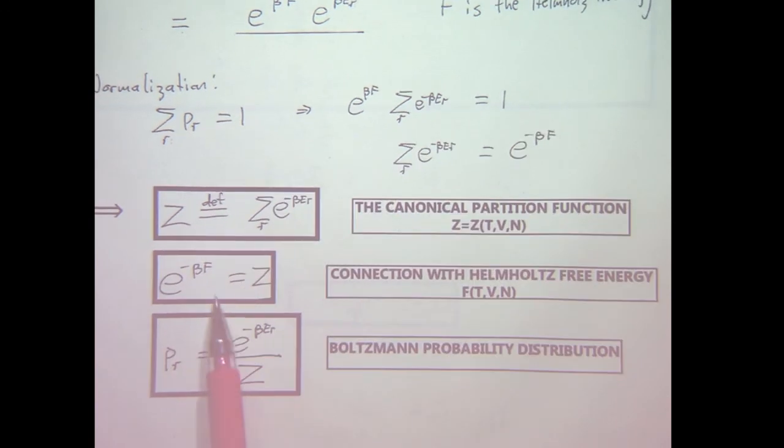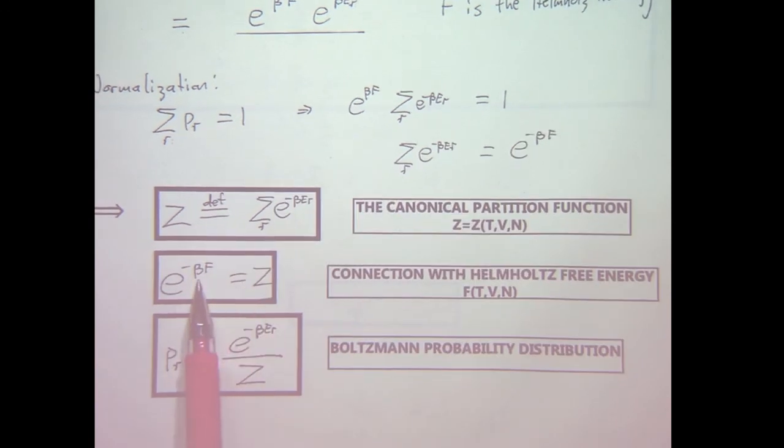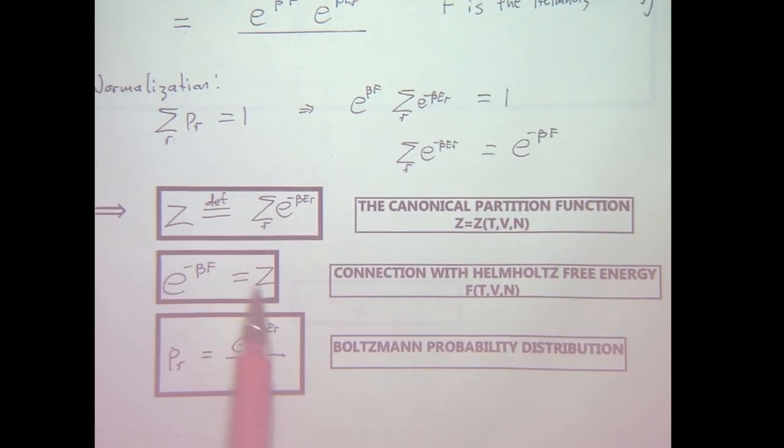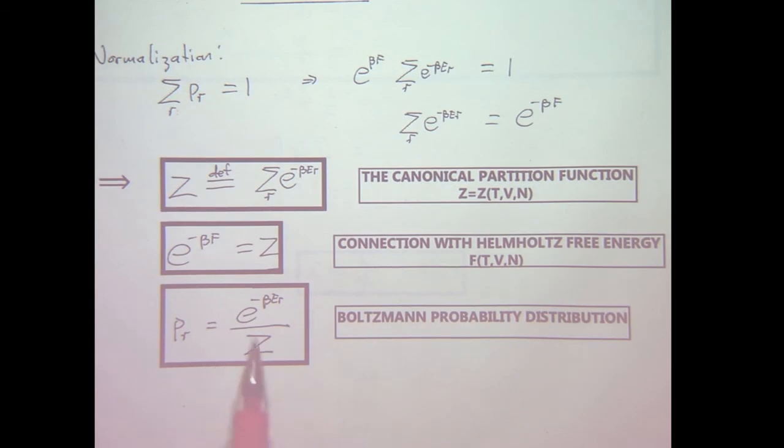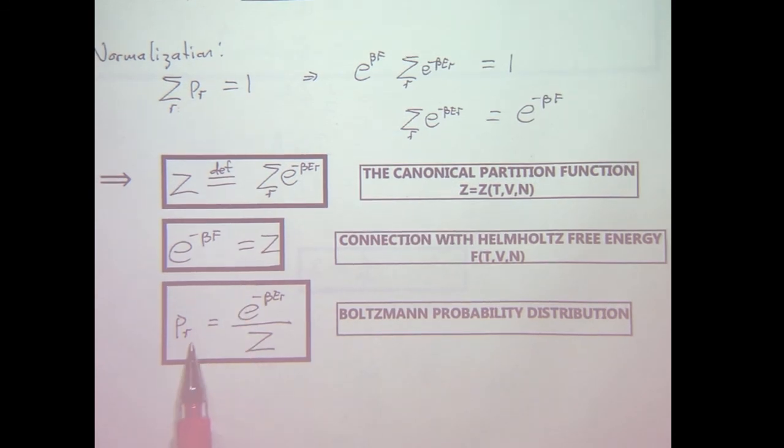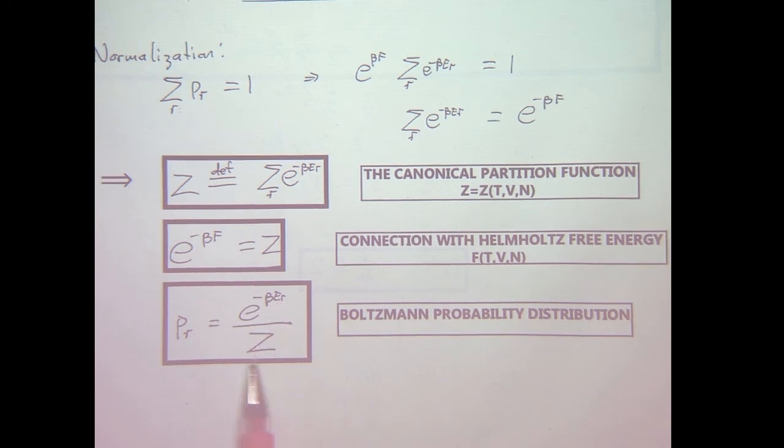This equation gives you the connection with thermodynamics, the Helmholtz free energy. And this is the probability that the system of interest, in contact with a heat reservoir only, is exactly in state R with energy E sub R. That's called the Boltzmann probability distribution. So these are really maybe the most important equations of statistical mechanics.